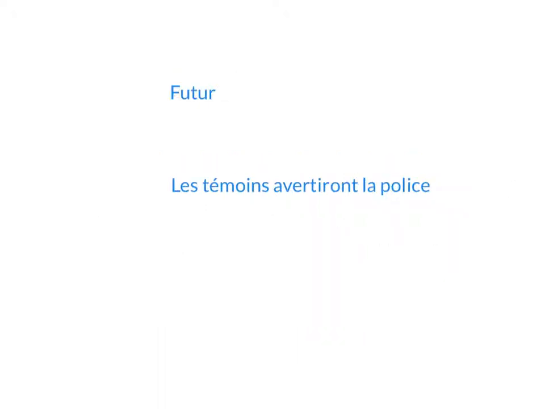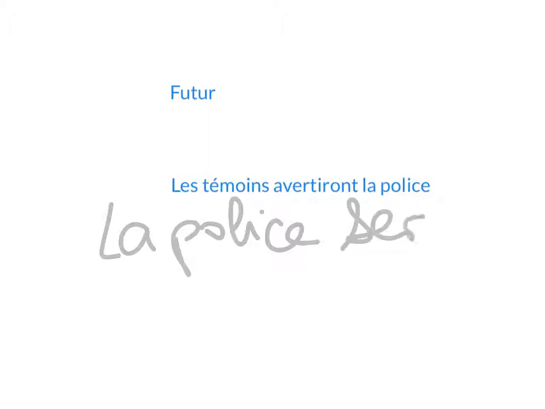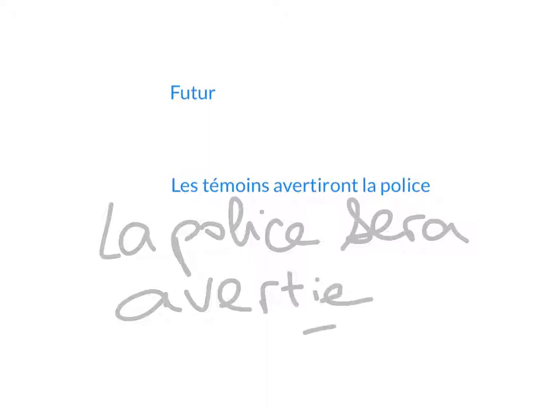This one is in the future. So I'm sure you know what you need to do with être now. I'm letting you think about it for a little bit. If you need more time, make sure you hit the pause button. So I will start again with la police. Être in the future, sera, and then the past participle of avertir stays the same, just an e at the end to make it feminine.